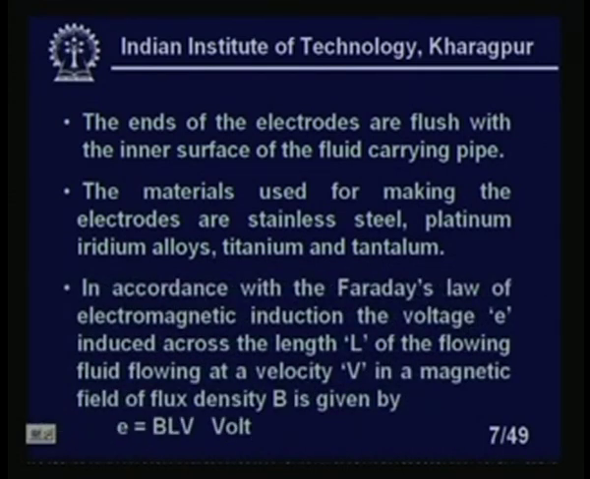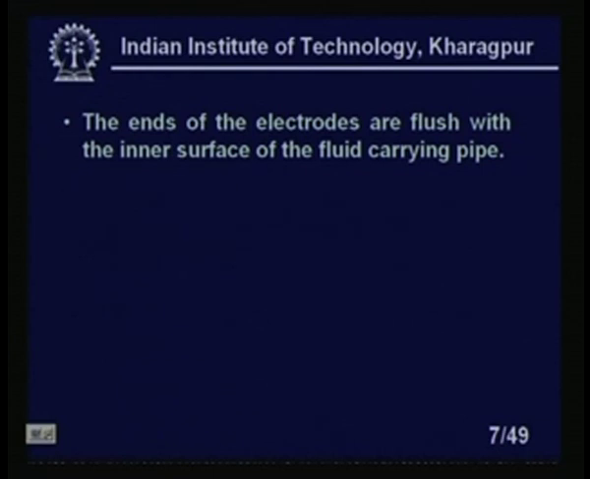In accordance with Faraday's law of electromagnetic induction, the voltage E induced across the length L of the flowing fluid at a velocity V in a magnetic field of flux density B is given by E equal to VLB volts. Okay, right. So let us look at what this is.